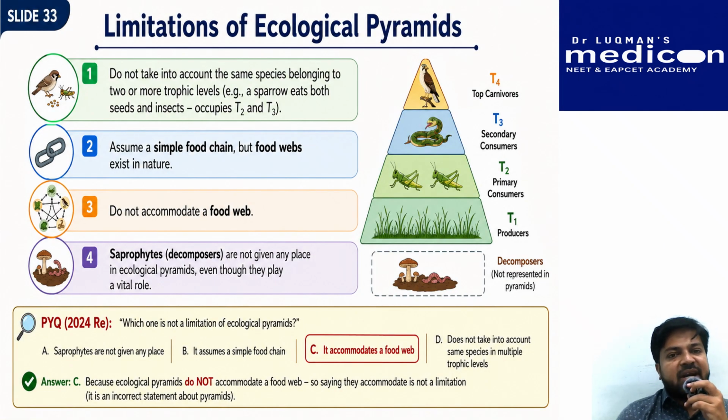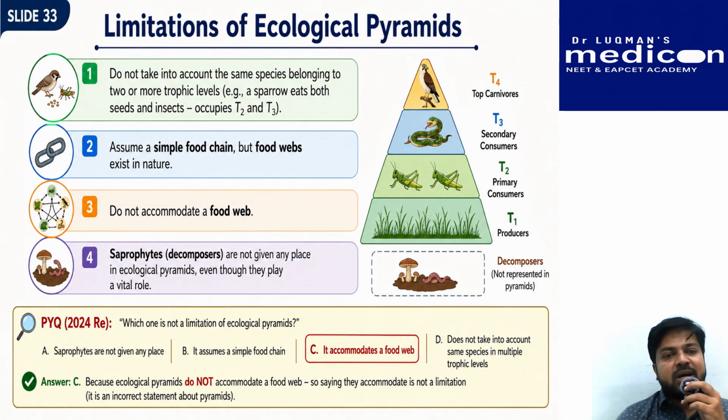Now comes the limitations of ecological pyramids. Limitation means that it doesn't show something; it has some drawbacks. First, they do not take into account the same species belonging to two or more trophic levels. For example, a sparrow eats both seeds and insects, occupying T2 and T3.